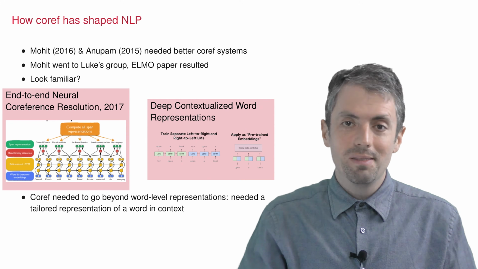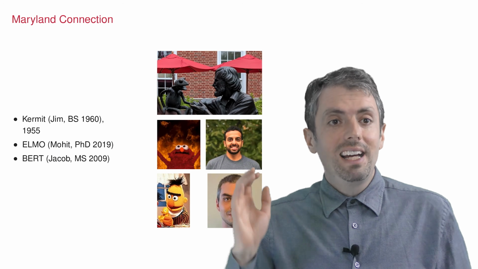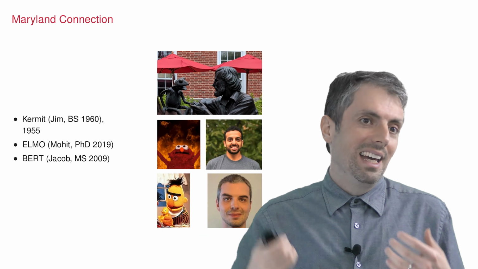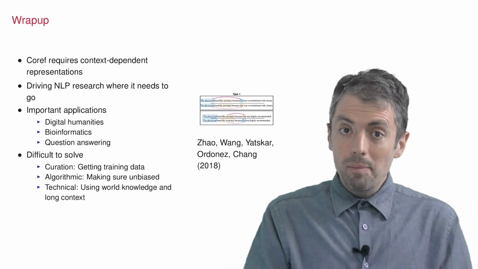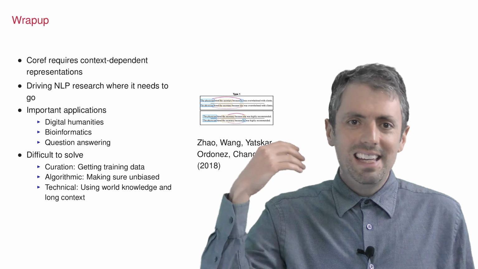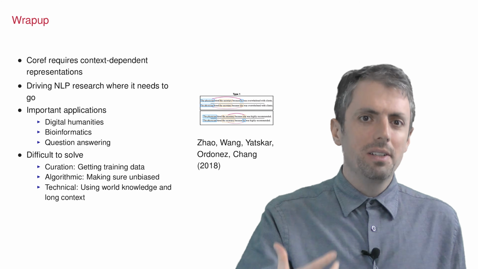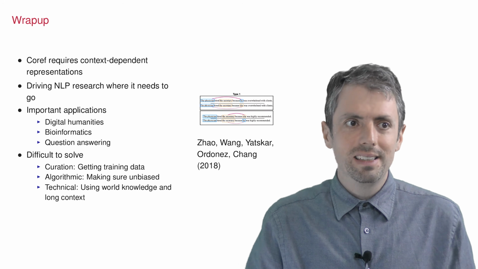And that in turn started the Muppet craze. We've talked about this before, but Jim Henson, Mohit Iyyer, and Jacob Devlin all came from the University of Maryland, and we're all very proud of them. And coreference played a big story in going from Kermit to BERT. So to wrap up, coreference requires context-dependent representations. It's a very difficult problem. It's so difficult that it has helped encourage natural language processing to go where it needs to go.